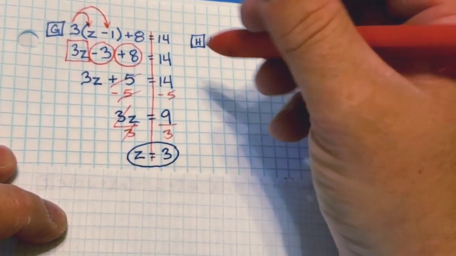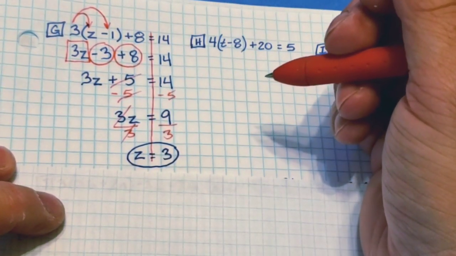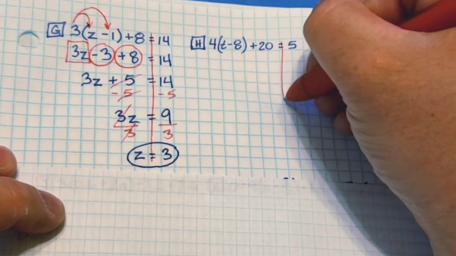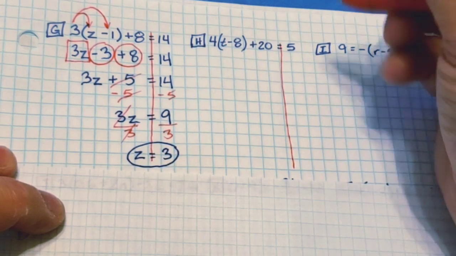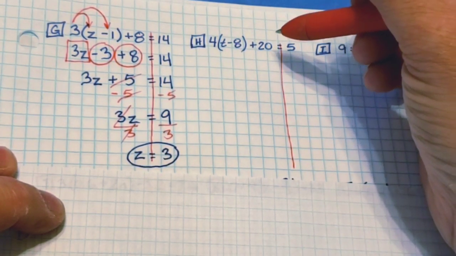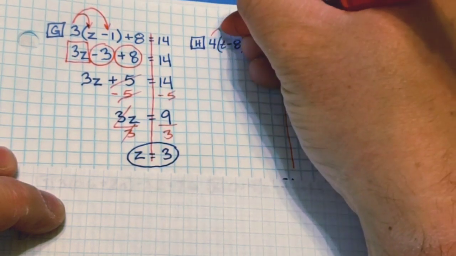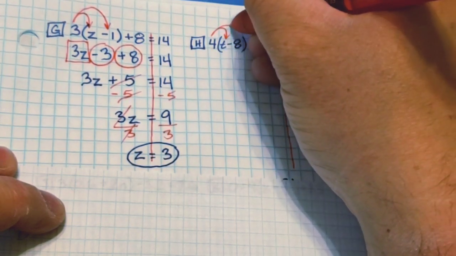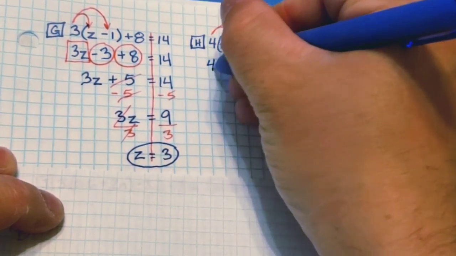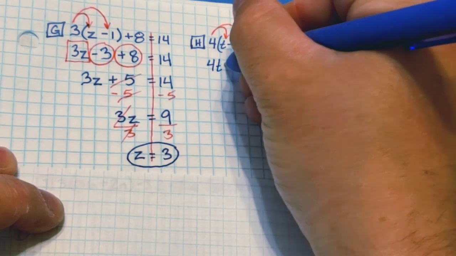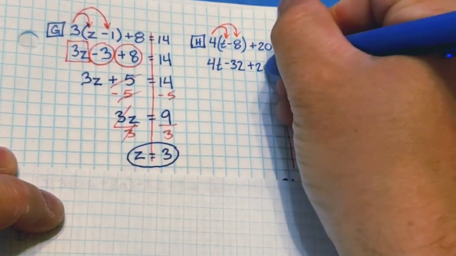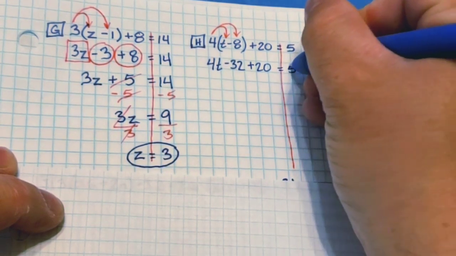Sometimes when you distribute and do all that, all that's left is a one-step equation. All right? Then you're in luck. It's even less work. All right? We got 4 times the quantity t minus 8 plus 20 equals 5. So we're going to distribute this 4, which means everything inside needs to be multiplied by 4. 4 times t is 4t. 4 times a negative 8 is negative 32 plus 20 equals 5.